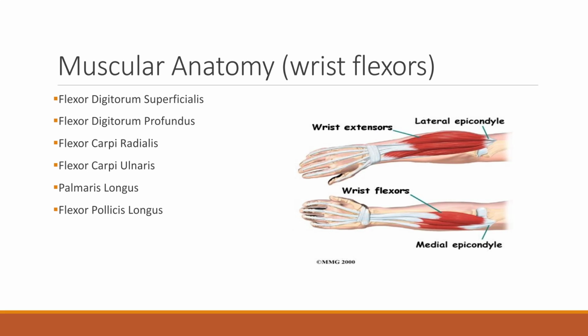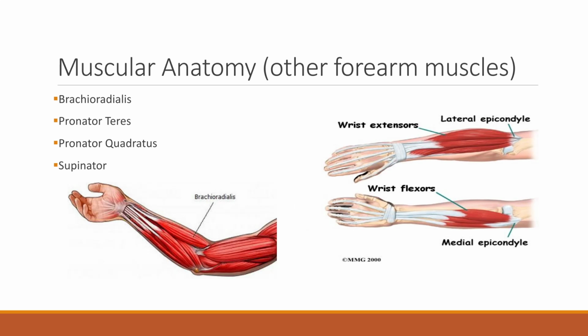So for the wrist flexor muscular anatomy, there's the flexor digitorum superficialis, the flexor digitorum profundus, flexor carpi radialis and ulnaris, palmaris longus, and flexor pollicis longus. So some other forearm muscles are the brachioradialis, the pronator teres, the pronator quadratus, and the supinator.